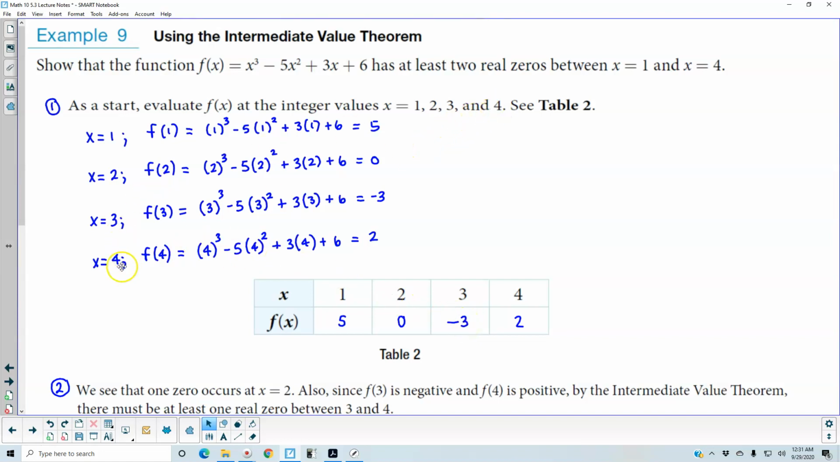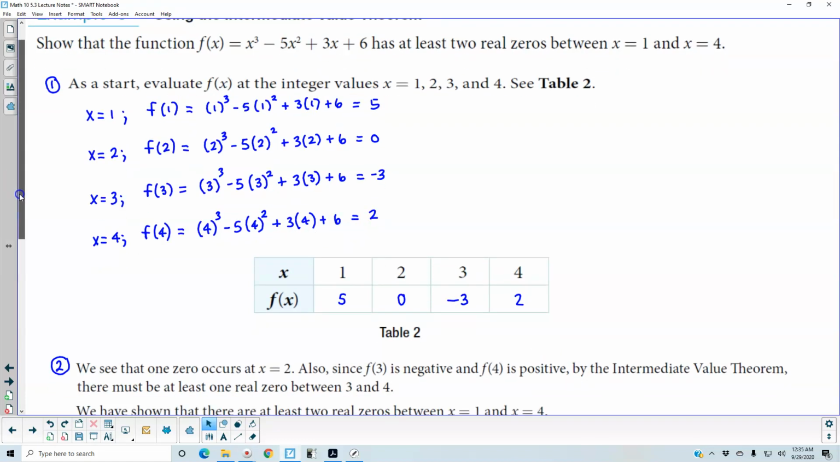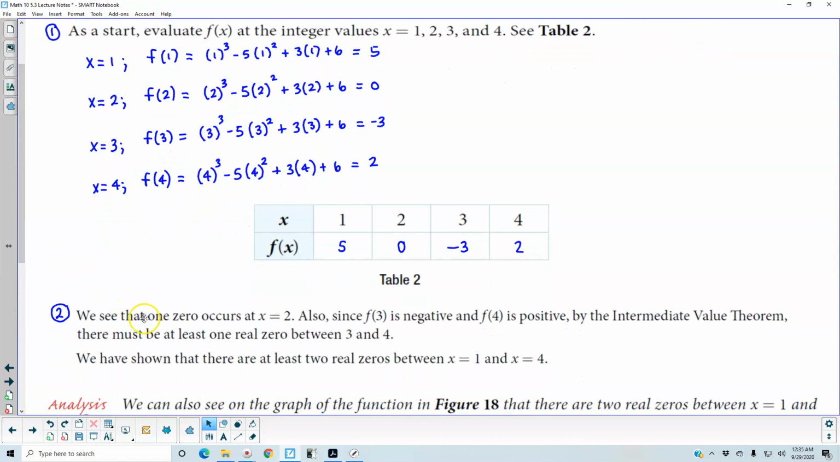Plug in the value of 4, f of 4, so 4 cubed minus 5 times 4 squared plus 3 times 4 plus 6 gives us an output of 2. So in step number 2, we can see that a 0 occurs at x equals 2 because it has a 0 as an output here.